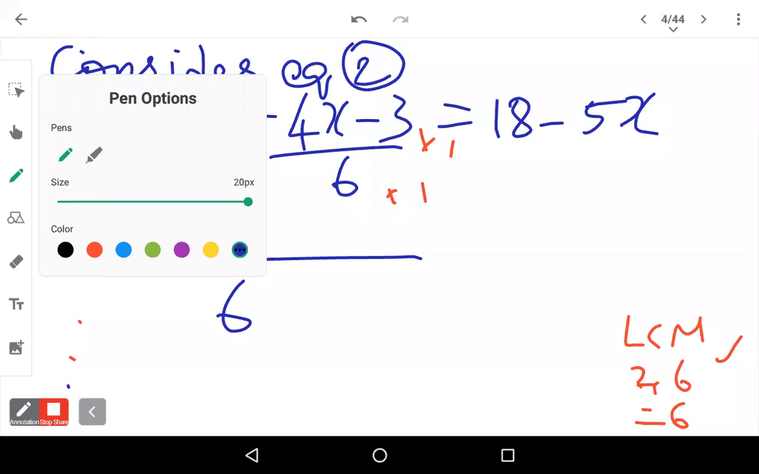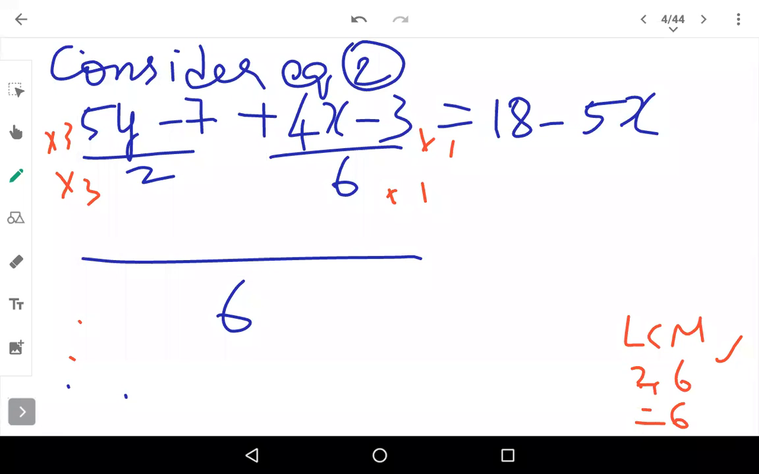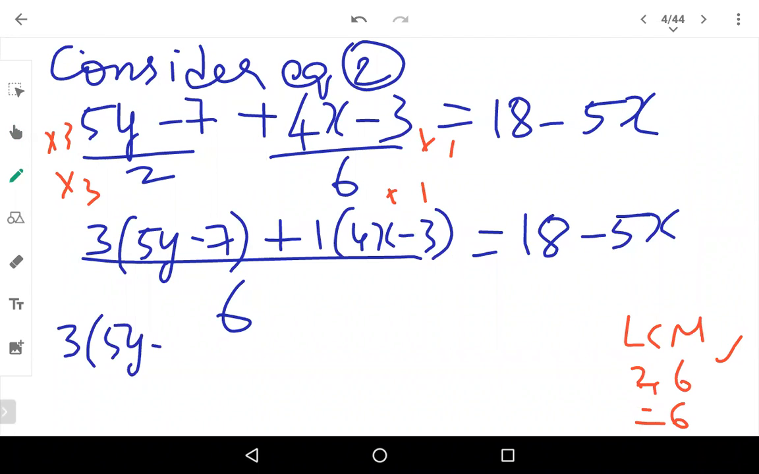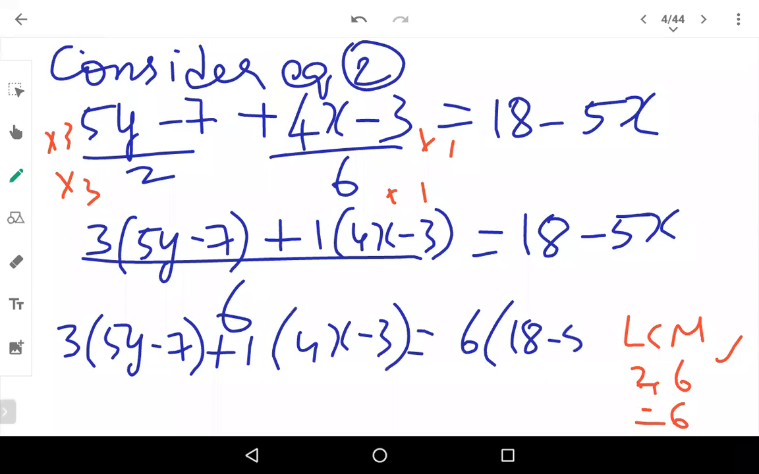Now here, the denominator we have multiplied with 3, so we have got 6. So the numerator also we will multiply with 3, plus 1 into 4x minus 3 is equal to 18 minus 5x. Next, I will take the 6 to the other side. So 3 into 5y minus 7 plus 1 into 4x minus 3 is equal to 6 into 18 minus 5x.